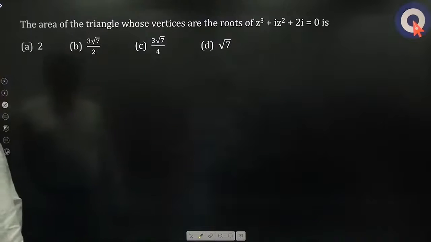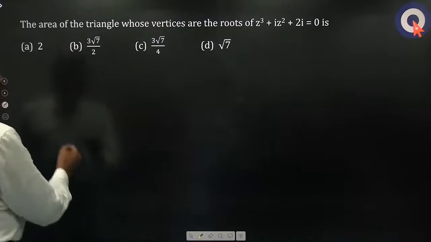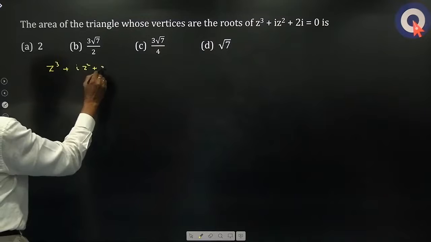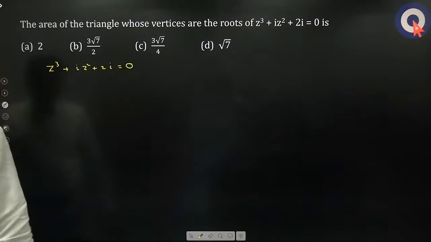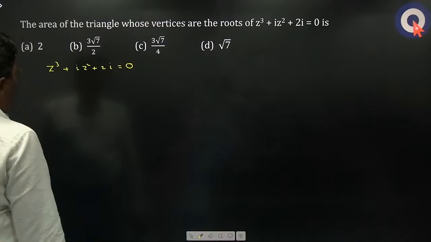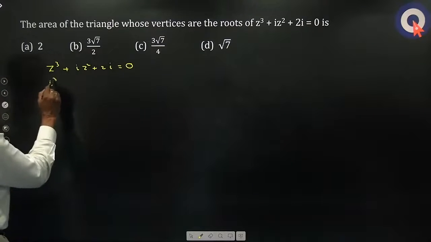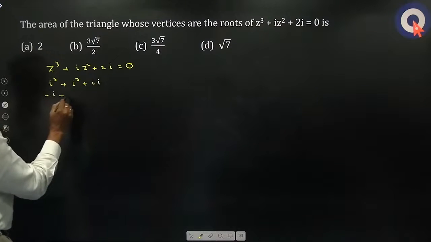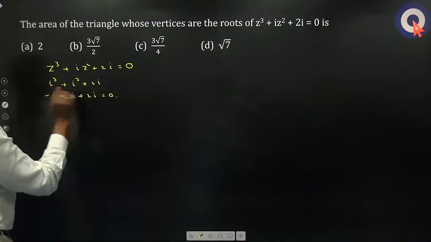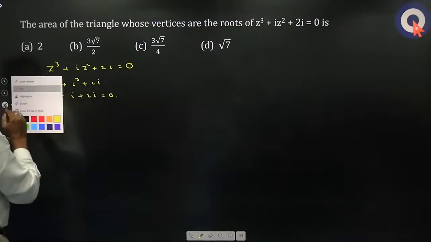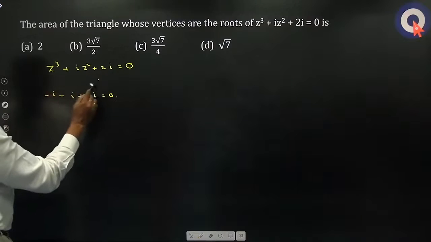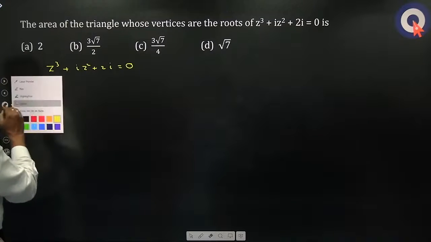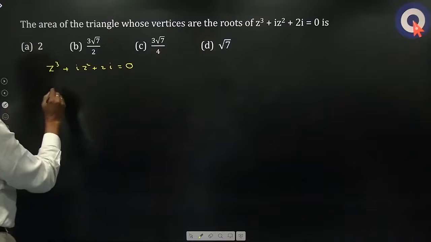The area of the triangle whose vertices are the roots of z cube plus iz square plus 2i is equal to 0. By trial and error, let us see if i is a root. If I put i, I get i cube plus 2i, which is minus i plus 2i, and that is not 0. Therefore i is a root. So we'll find the other roots.